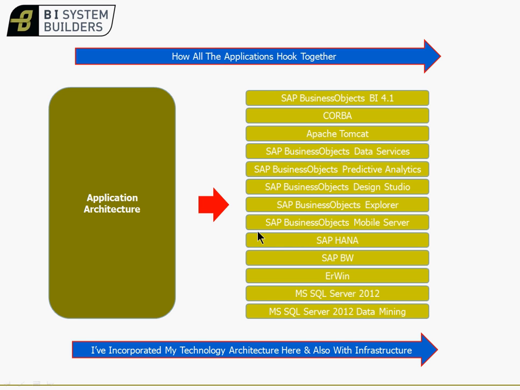There's a requirement I discovered in the business architecture from the business that we need fast data, and there's a lot of data I discovered from the information architecture, enormous amounts of data, so I'm going to be using SAP HANA.